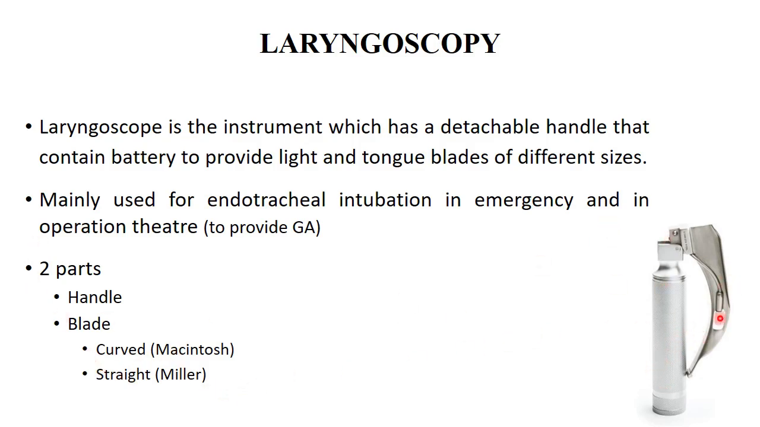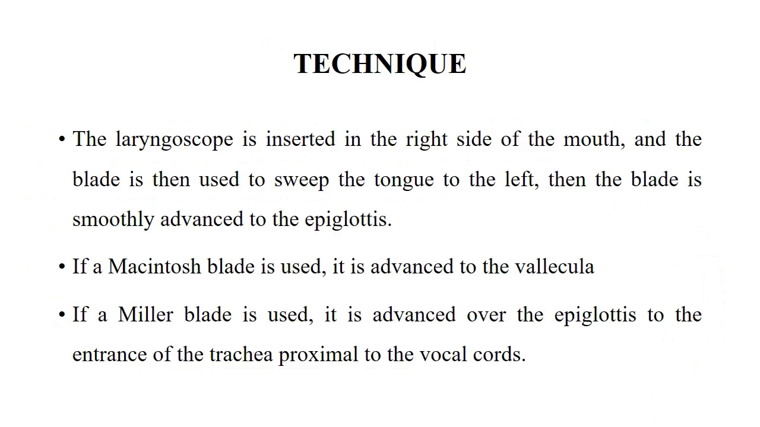As already mentioned, it has two parts. The technique is that the laryngoscope is inserted through the right side of the mouth, and the blade then sweeps the tongue to the left. Then the blade is smoothly advanced to the epiglottis. If the Macintosh blade, the curved one, is used, it is advanced into the valleculae and then lifted upward. If a Miller blade, the straight one, is used, it is advanced over the epiglottis to the entrance of the trachea, proximal to the vocal cords.